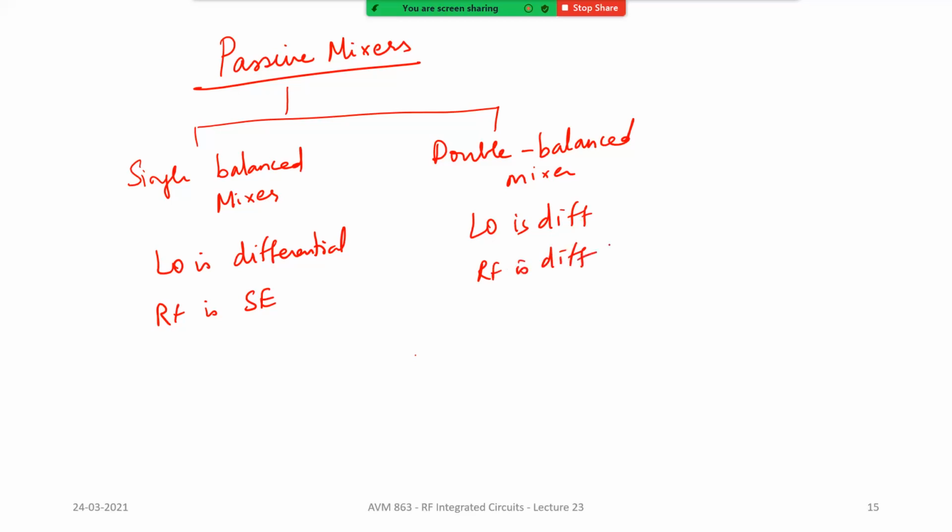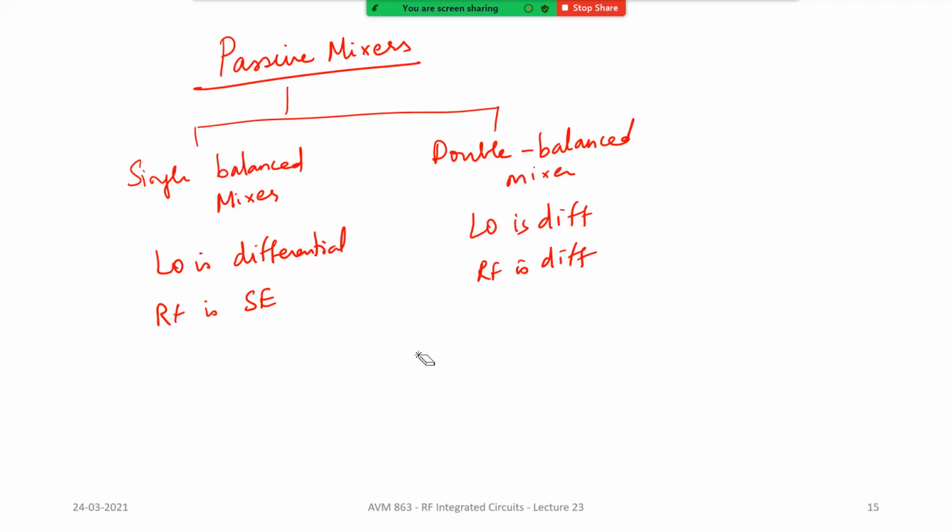Anyway, IF obviously will be differential, because once you have LO as differential, the IF will also be differential. That is why you get the names single balanced and double balanced. Single balanced means only one is balanced. Balanced is another name for differential. It comes from the audio world. We will look at both these architectures. Now let us look at a very simple single balanced architecture, a single balanced passive mixer.